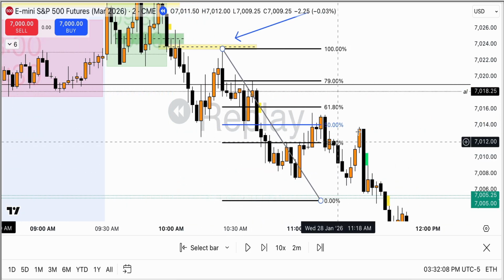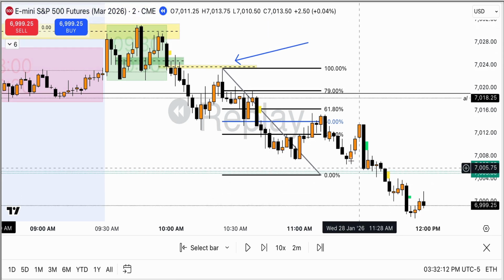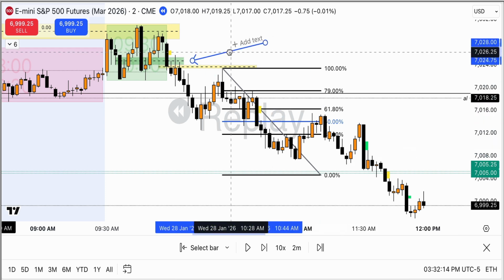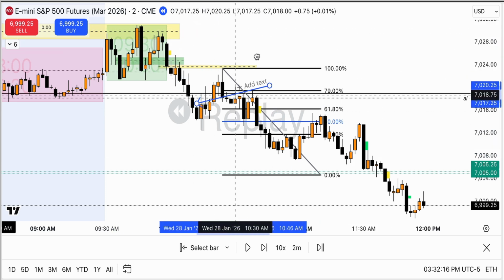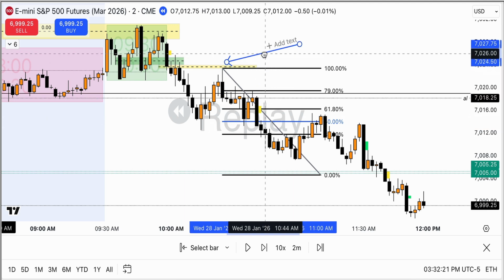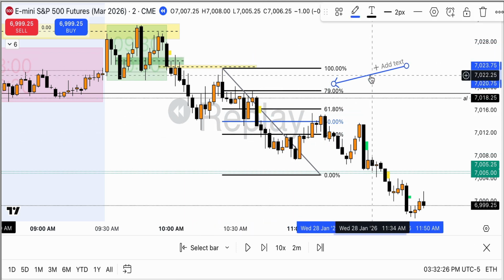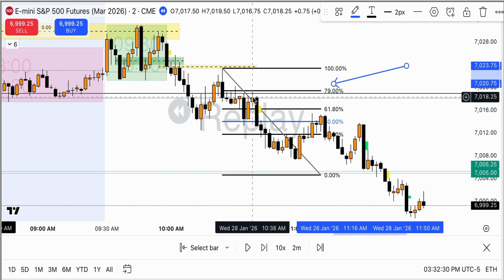Bang. That's it. See? So 2-step. It's just direction, fair value gap, overlap, and measured move. Rinse and repeat.